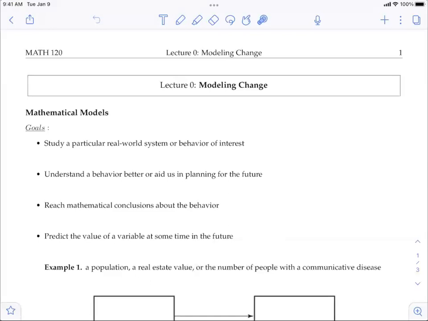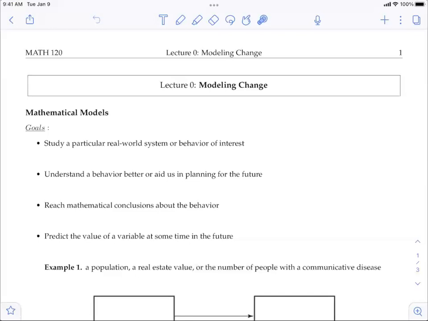When you study this particular real world system, you understand the behavior better, and that's probably going to help us doing some planning for the future. And doing that, we also reach some mathematical conclusions about the behavior and again predict the value of a variable at some times in the future.